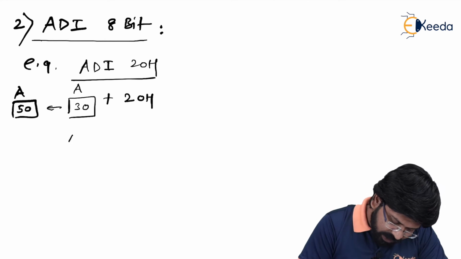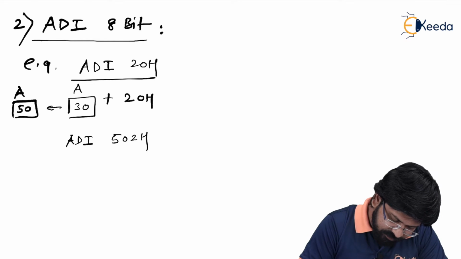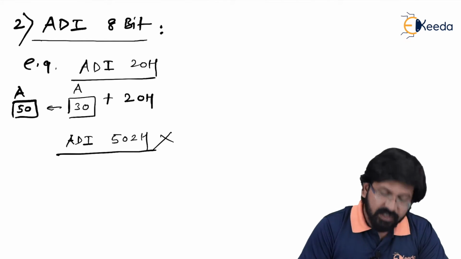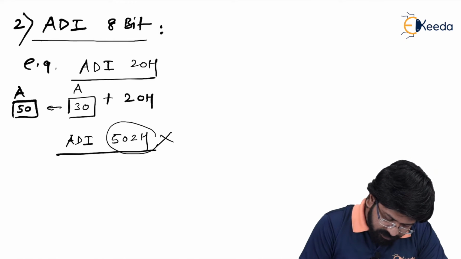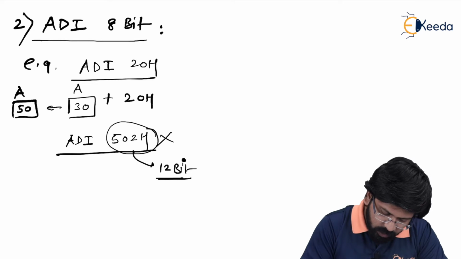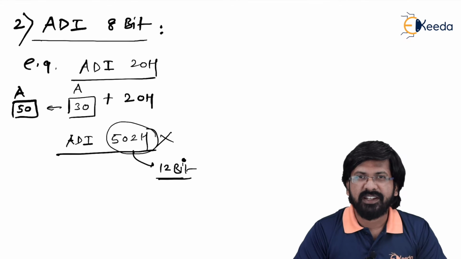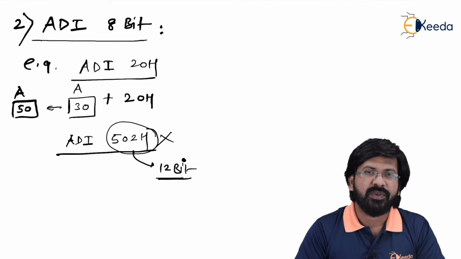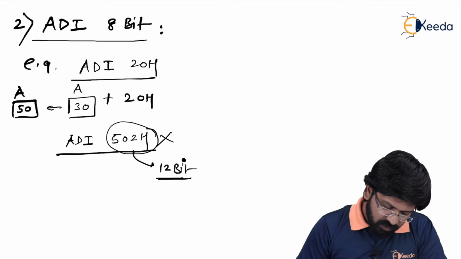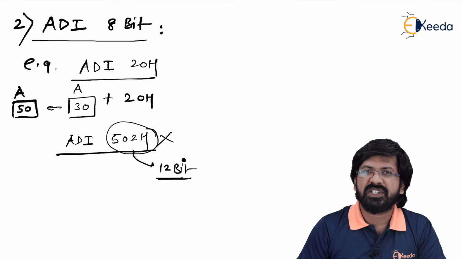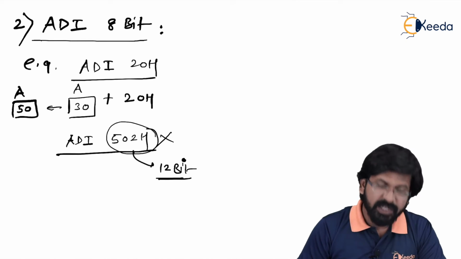Simple. If you write the instruction ADI 502 hex, then this is an invalid instruction. Reason: the data that you have specified here is 12-bit in size. How do I know it is 12-bit? It's very simple. One hexadecimal digit is 4 bits in binary, because whenever we convert a hexadecimal digit into binary, we write the 8421 code. Am I right? And 8421 code naturally gives you a 4-bit binary code. So one digit gives you 4 bits, which means 3 digits will give you 12 bits. So this is a 12-bit number.